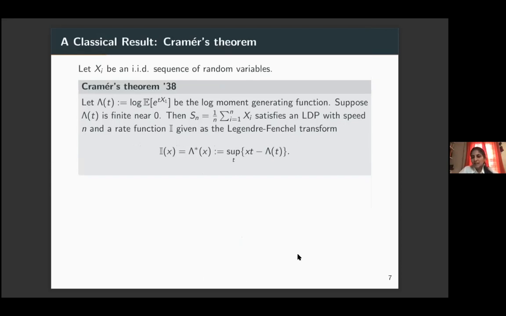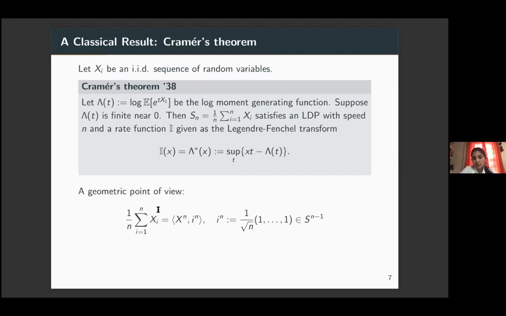Of course, a very classical result of large deviations is Cramer's theorem. If you look at the log moment generating function, and it is finite in a neighborhood of 0, then the normalized sum, or the average empirical mean, satisfies an LDP with speed n and a rate function given by the Legendre-Fenchel transform of this log moment generating function. So that's a very classical result that goes back to 1938.